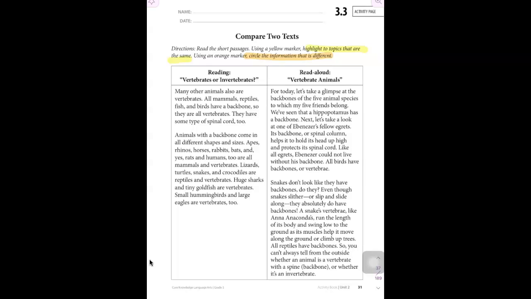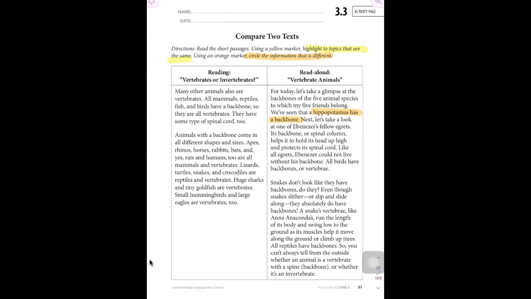So let's take a look at the first paragraph. For today, let's take a glimpse at the backbones of the 5 animal species to which my 5 friends belong. We've seen that a hippopotamus has a backbone. Boys and girls, I do not remember reading about a hippopotamus over on this side. Do you? So I'm going to highlight that in orange, that a hippopotamus has a backbone. That wasn't mentioned on the other side.